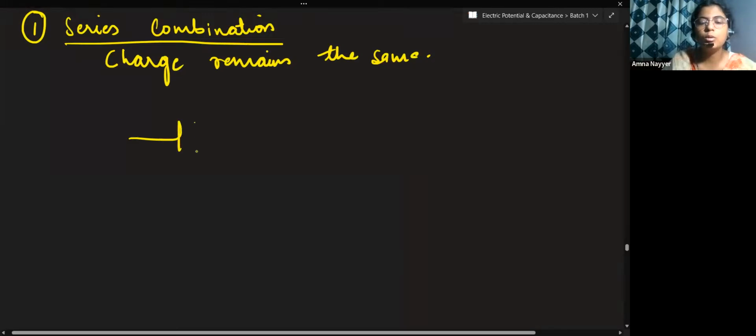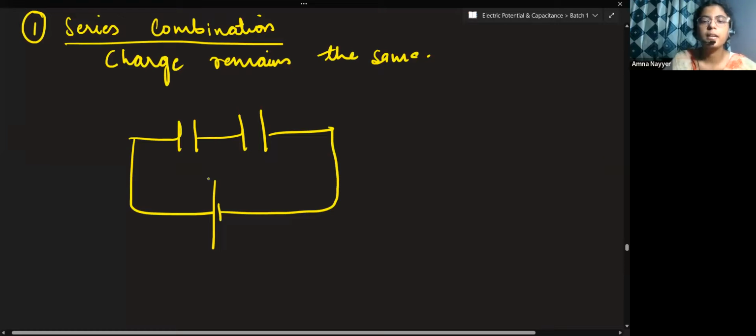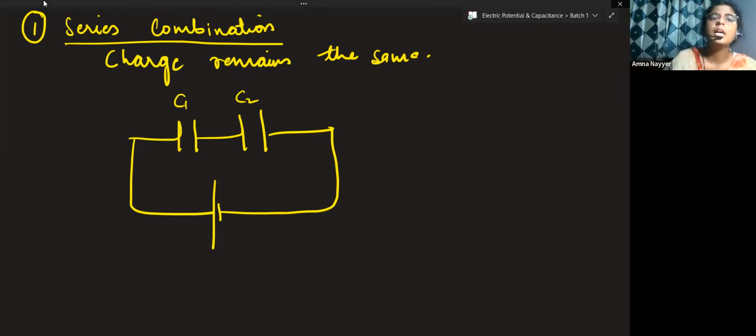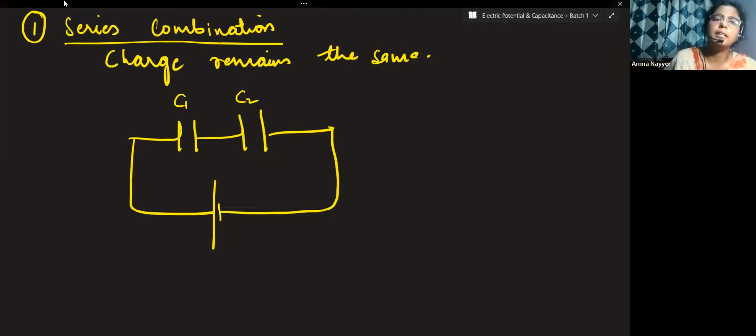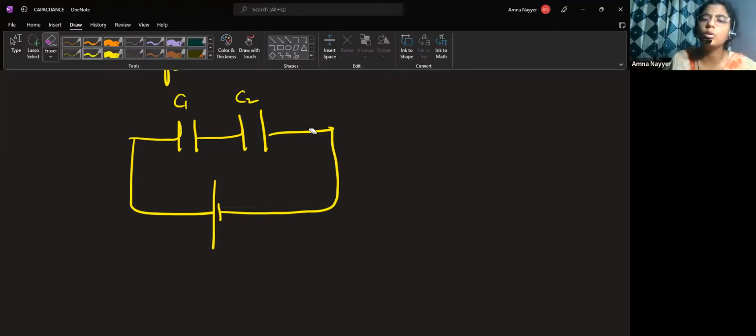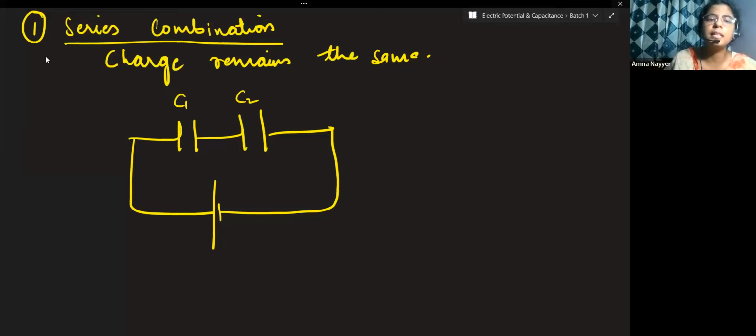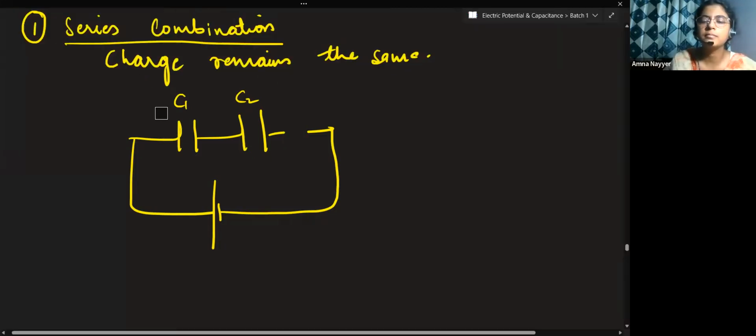Let's say two capacitors are connected with a cell. Now this has capacitance C1. Let's say this has capacitance C2. Let's say n number of capacitors are connected. Let's not take two only. Let's say n number of capacitors are connected.